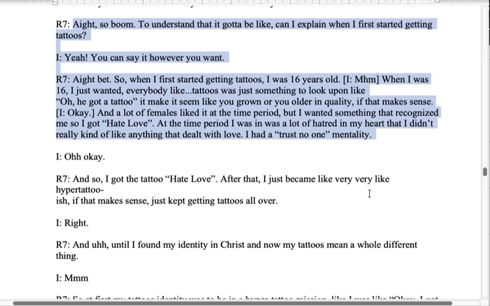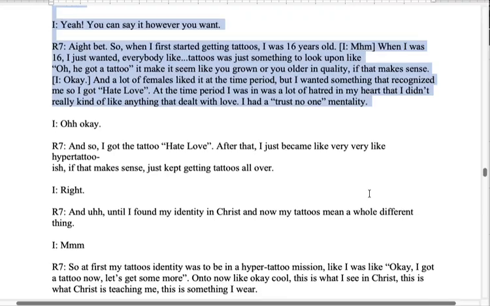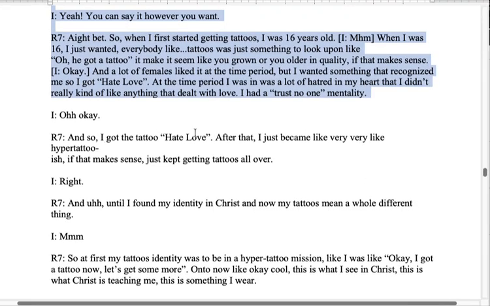I'm going to keep on reading and see if they continue this way. So I got the tattoo, hate love. After that, I just became like very, very like hyper tattoo. All right, so that is a shift. So it goes from the motivation for getting the original tattoo, and then this shift in their desire. Now they have to get lots of tattoos. I just kept getting tattoos all over.